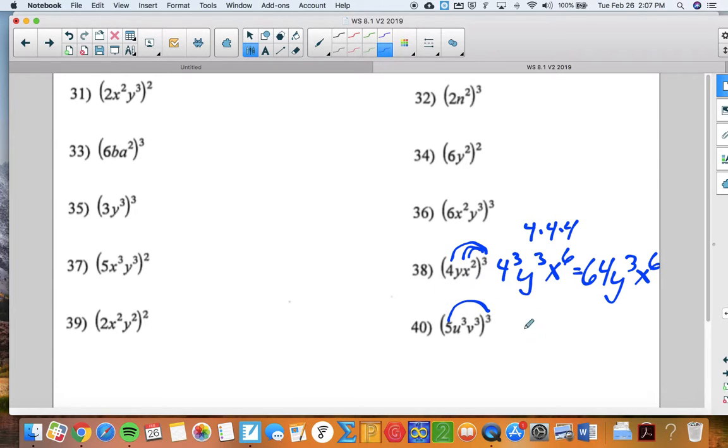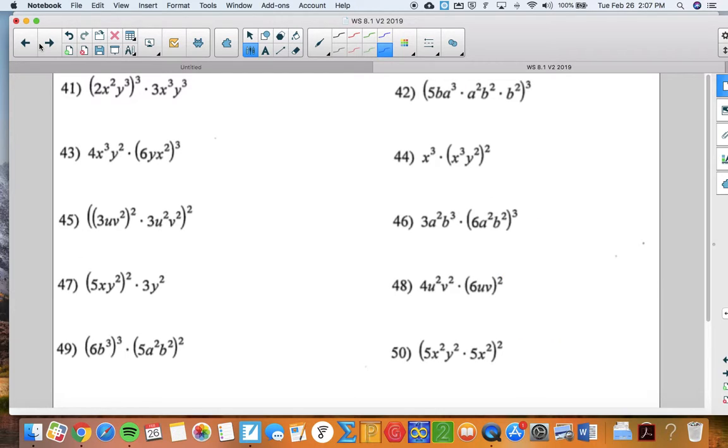Here we would get 5 to the 3rd, which is 125. Multiply the power with the power, so that's u to the 9. Multiply the power to the power, so that's v to the 9. Ooh, these look like fun. Ooh, scary. We're going to do number 42, and then I know number 45 has been posing problems.